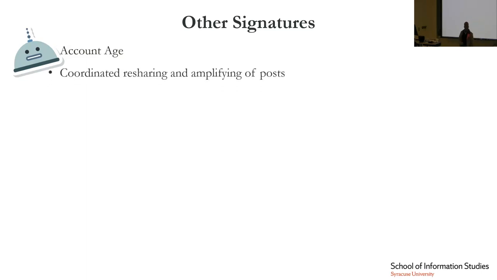Right? Combine reshares and replication. When two bots are communicating, it's more likely that they're bots, right? And that's one of the signatures. So it's a combination of several of these signatures that we use or observe, right? And then there's response time. Now we think of the lag time, when the response is incredibly prompt, right?